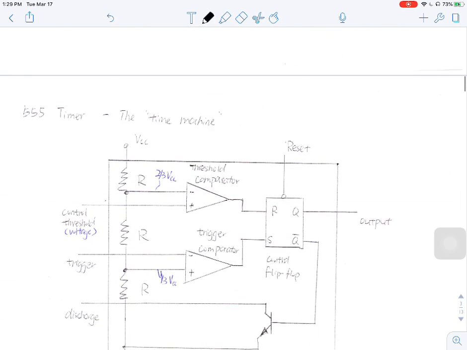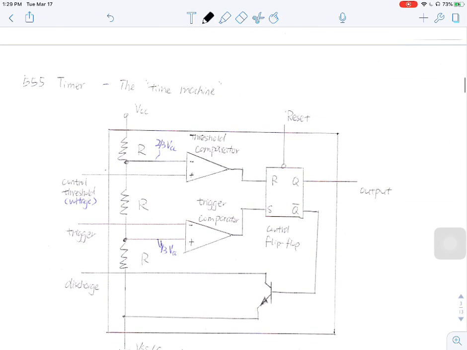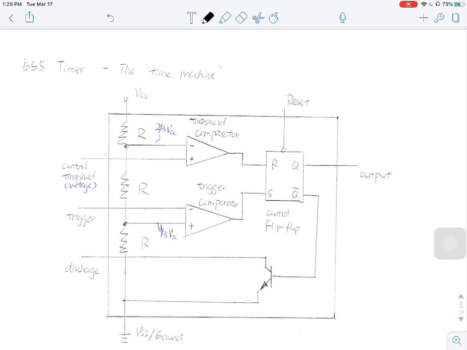Okay, let's see if we have 10 minutes left. Let's see if we have time to go over what a flip-flop is. Okay, let's leave the flip-flop for next time. So let's get started on this so we can keep continuing on the 555 timer next time.